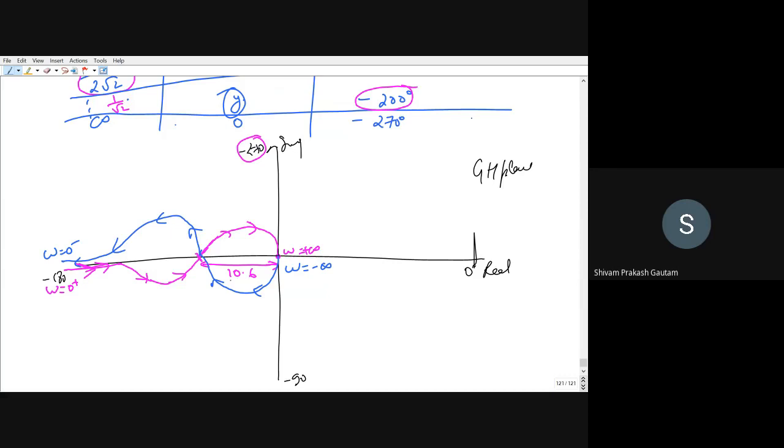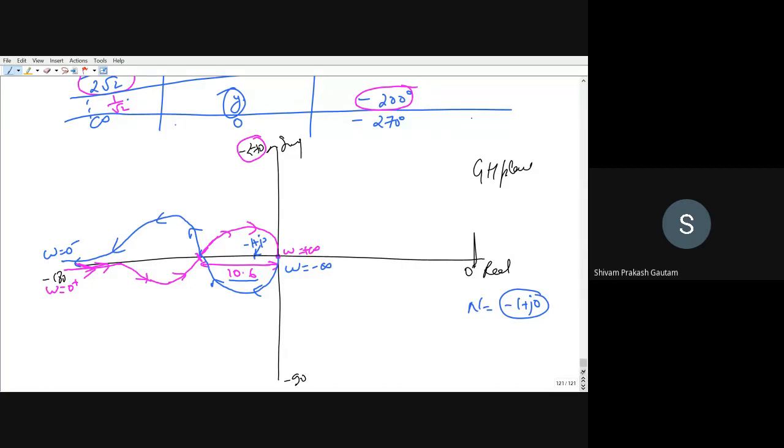Now why have I calculated this magnitude, that is 10.6? Because what is N? N is the net encirclement of the point minus 1 plus j0. The minus 1 plus j0 point will lie somewhere here. You can see this is the point where the minus 1 plus j0 point will be. So it is having encirclement. Still the Nyquist plot is not completed. I'm just telling you in a very intuitive way why we have to take care of the magnitude, that is 10.6. So we know that the minus 1 plus j0 point will lie somewhere here, right? Just a rough sketch I have drawn.